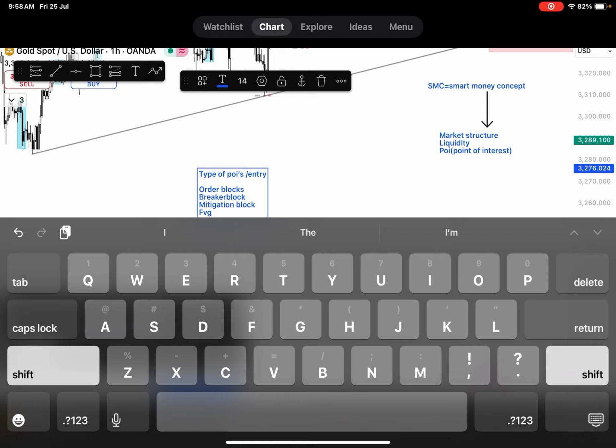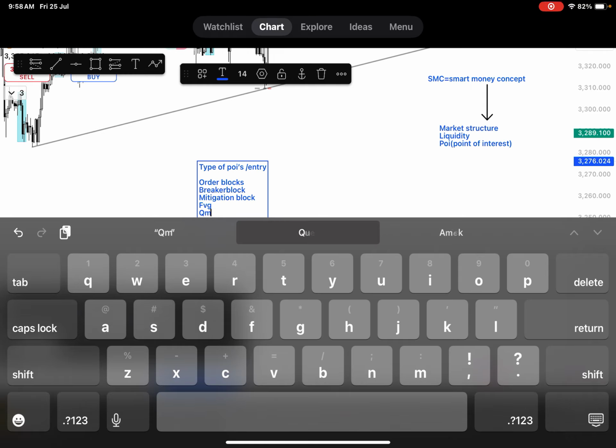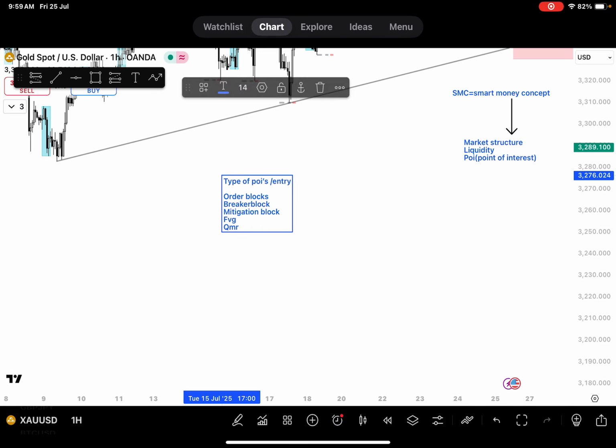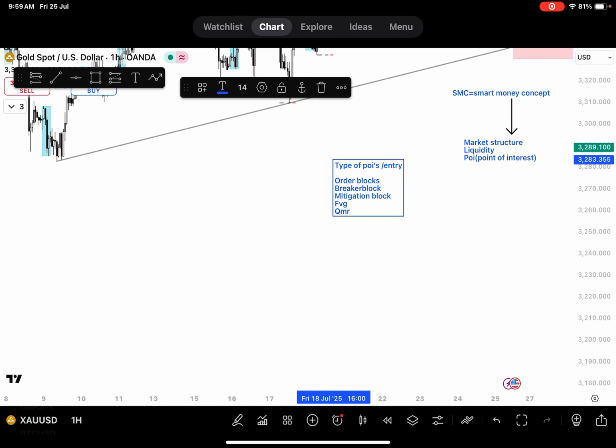And we also have one which is called the QMR. This QMR simply means Quasimodo reversal. You understand? Now, these are the types of POIs that we actually have in the market. We have the order block, the breaker block, the mitigation block, the fair value gap, the QMR. We also have what?